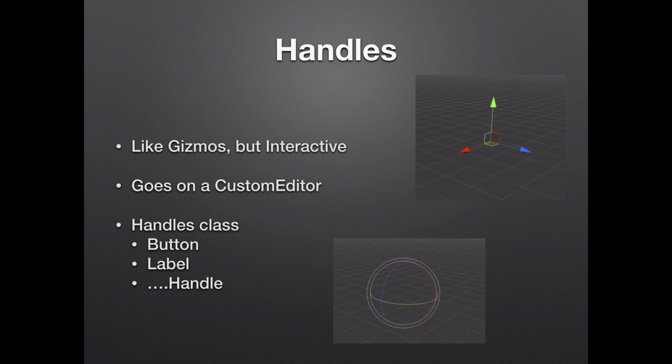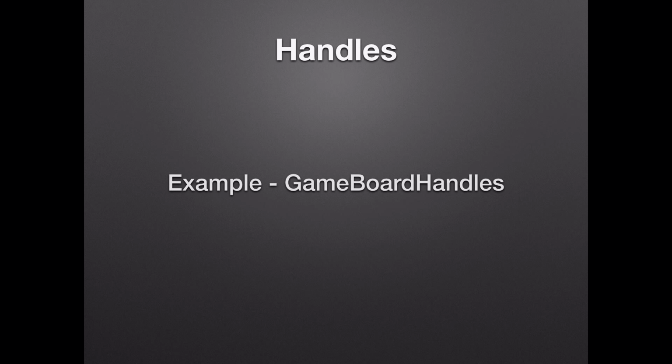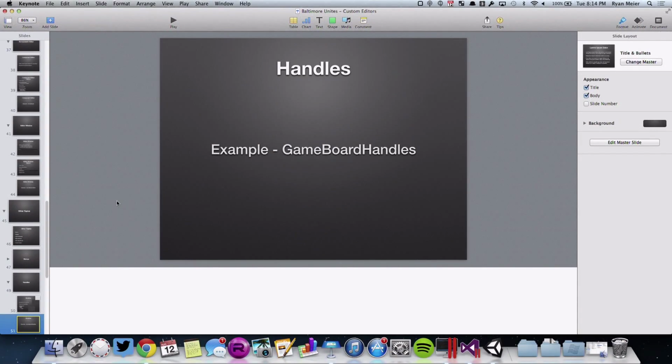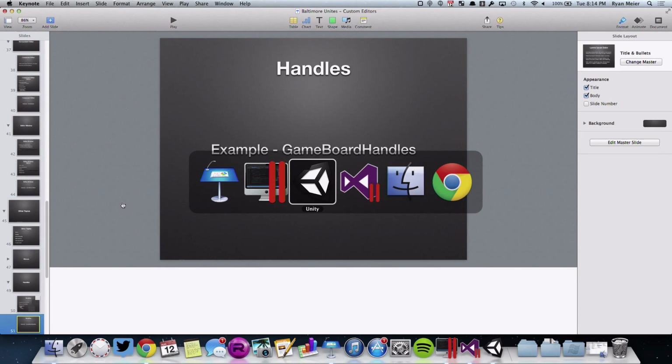They go in a custom editor script, and the kind of things you can do with them, you can make a 3D button that you can click on. You can label things just in the scene view. There are some other built-in ones. Pretty much anything like these that you see in the editor, they have handles has a function for it if you want to do something similar. So let's take a look at an example of this.